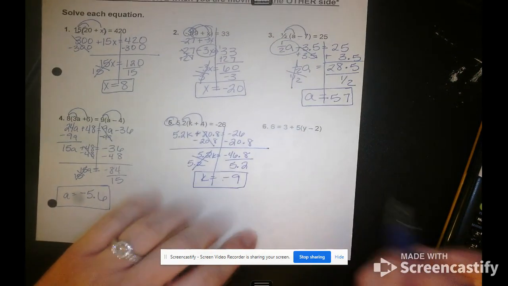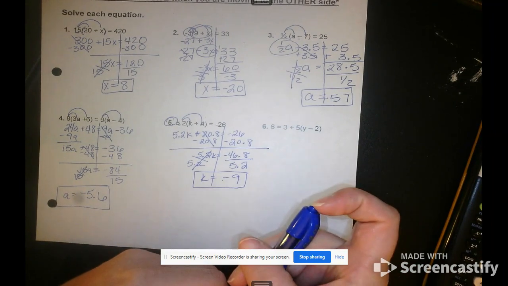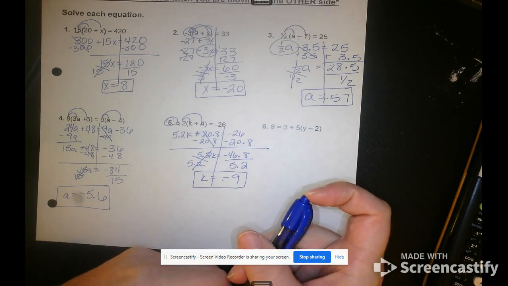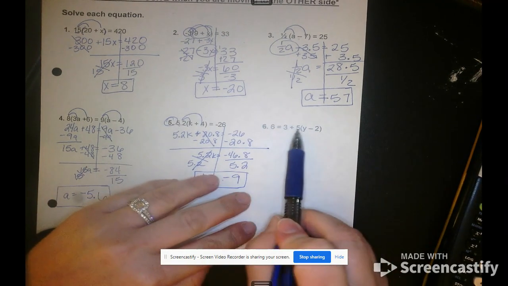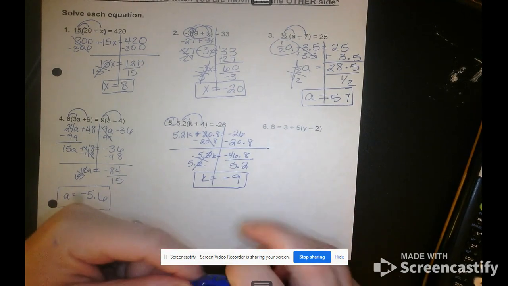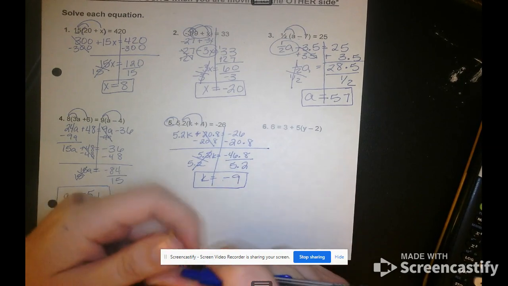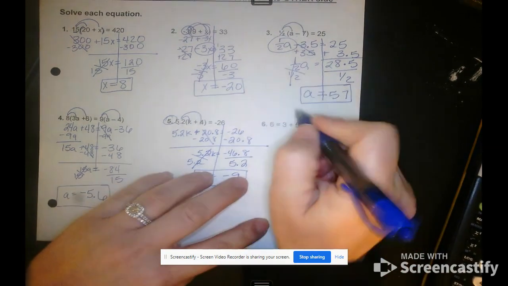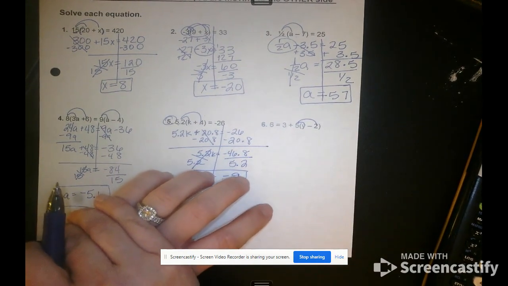Okay. So what do you think I would do first on this one? 2 times 5. Okay. So somebody asked earlier, do I add first? Well, think about PEMDAS. What do you have to do before you add? Parentheses and what else? Exponent. Okay. Multiply. Is this multiplying? Yes. So I would have to do that before I add.